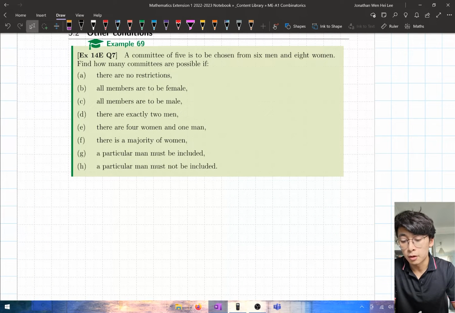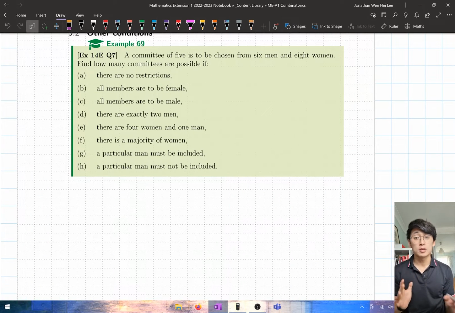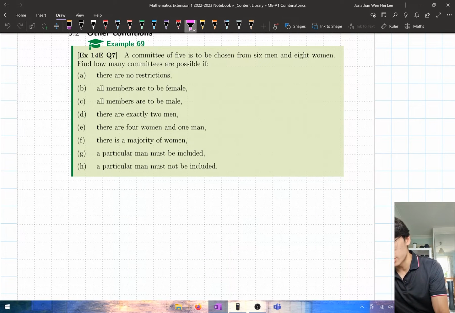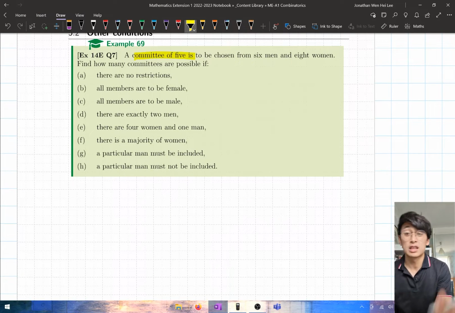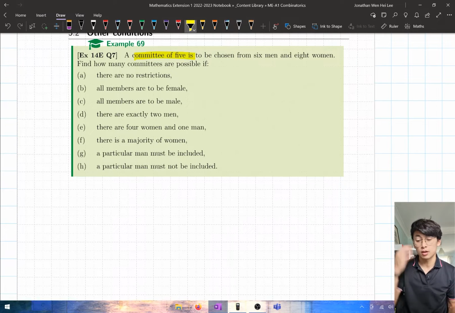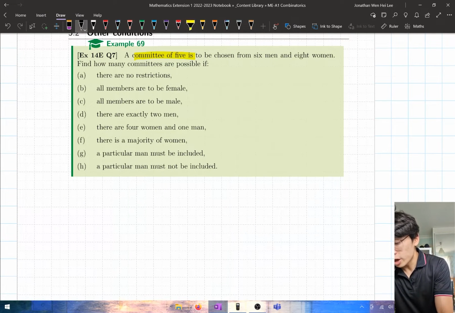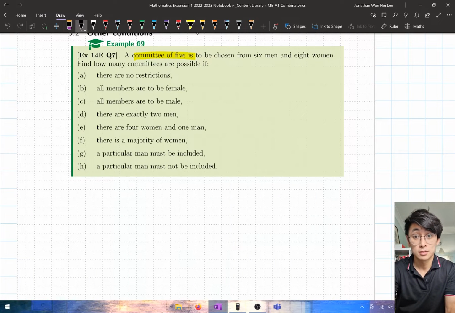Find how many committees are possible if. Okay, so here we're going to be using, notice here it's the word committees. It doesn't matter which order the committee is selected. It doesn't matter if it's a boy chosen first and a girl chosen and a boy chosen again and so on. We just want to select a committee of 5. So for these, we're going to be selecting 5 possible things.